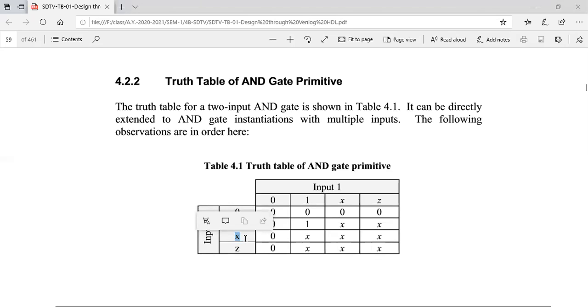If both the inputs are unknown, then automatically the output will also be unknown. If one of the inputs is unknown and the other one is in high impedance state, generally we will not know the output. Similarly, the same is true for Z also. If one of the inputs is at high impedance state and the other input is 0, automatically the output will also be 0. But if one of the inputs is at high impedance and the other one is 1, then the output will be unknown.